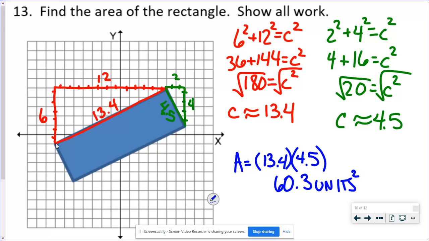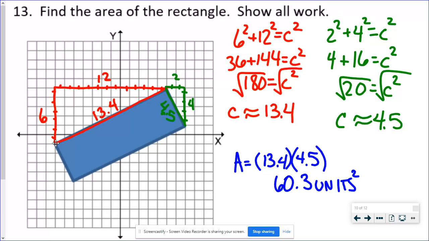Because when I multiply the 13.4 times the 4.5, you'd think that there'd be 2 decimal places, but the 4 times the 5 is a 20. So the last digit is actually just a 0. This one didn't need to be rounded. If it says specifically to round to the nearest 10th, you would have to make sure that you're actually rounding your final answer as well.